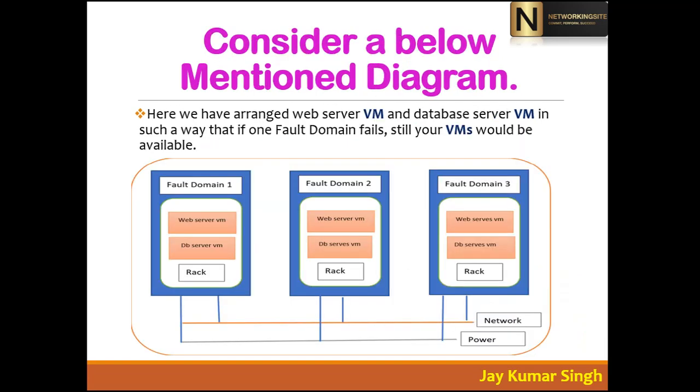Here we have arranged web server VMs and database server VMs inside these fault domains and update domains. Suppose here we have fault domain 1, fault domain 2, and fault domain 3. See, web server VM here also, web server VM here also, web server VM here also, database server here also. So if any server is down, you will have access from other fault domains and update domains.